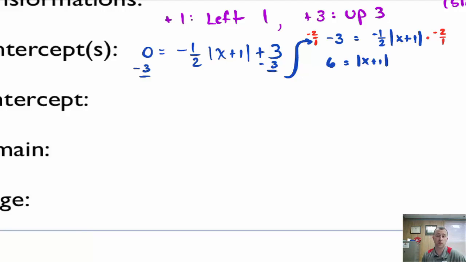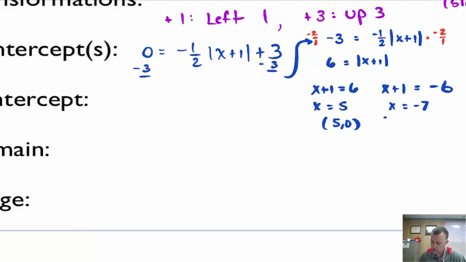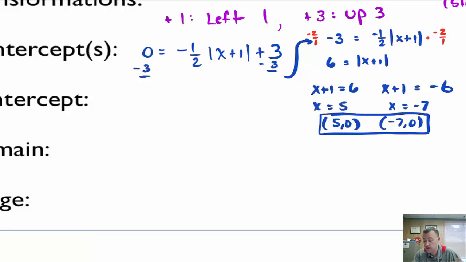Okay, so now that you have that, we can set up our two equations. The first one is going to be x plus 1 equals 6, and the second one will be x plus 1 equals -6. So I'm going to get 5 and -7. So remember, 5, 0 and -7, 0. Those are going to be your two x-intercepts, and you should have 2 or 0. I guess if it's above the x-axis, it opens up, you'd have 0. You can have 1 only if it's the vertex that's touching the x-axis. Otherwise, like I said, normally you're going to get 2. So those are going to be your x-intercepts.